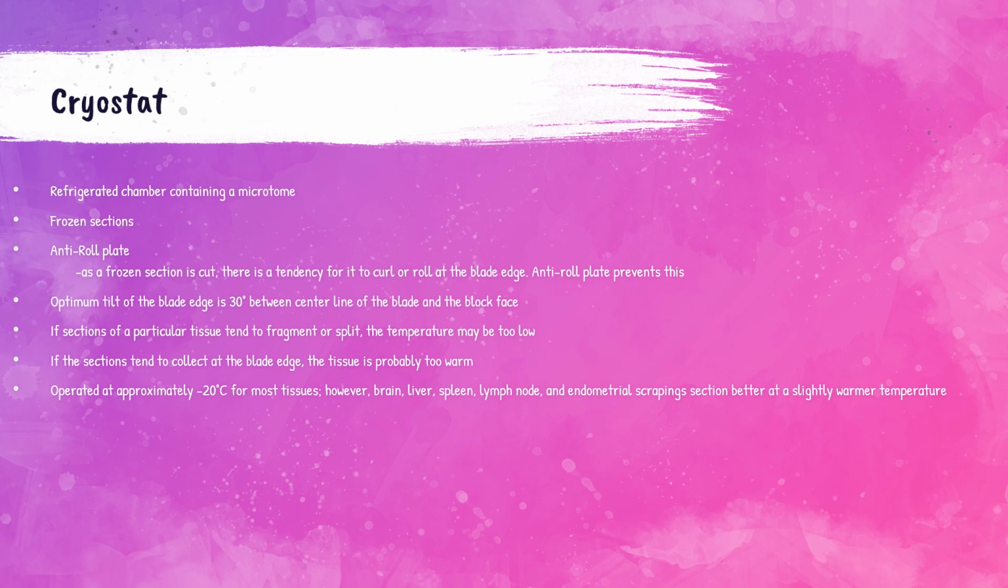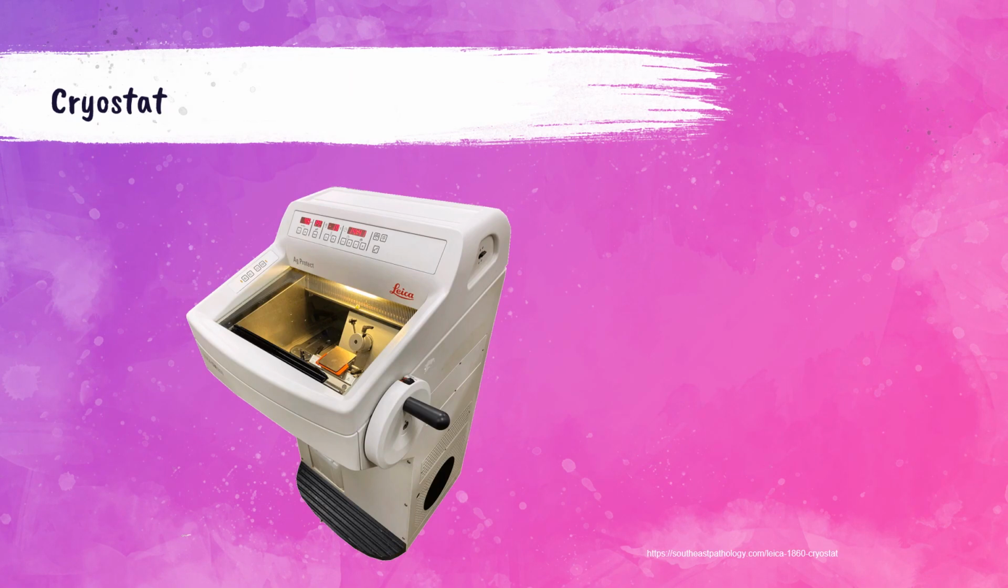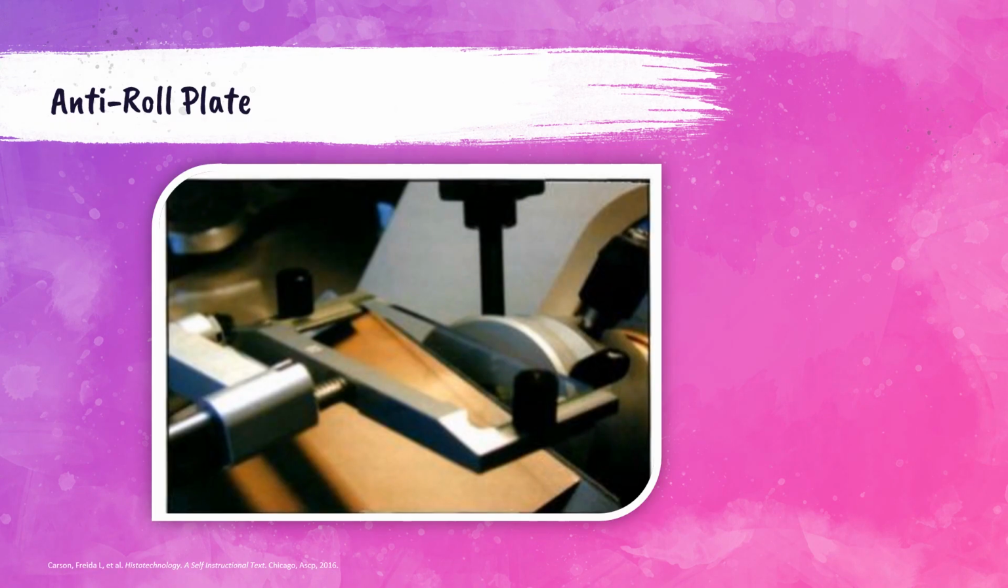Most cryostats should be operated at around -20 degrees Celsius. Now some tissues require slightly higher temperatures, so these include tissues from the brain, liver, lymph nodes, spleen, and the endometrium. Here's a photo of a cryostat. This particular one comes from a brand called Leica. Here's a photo showing that anti-roll plate that I was talking about.